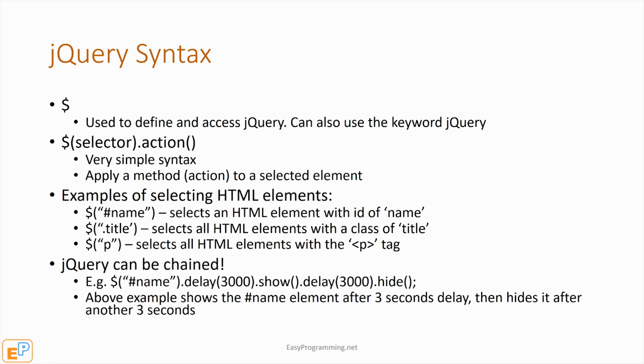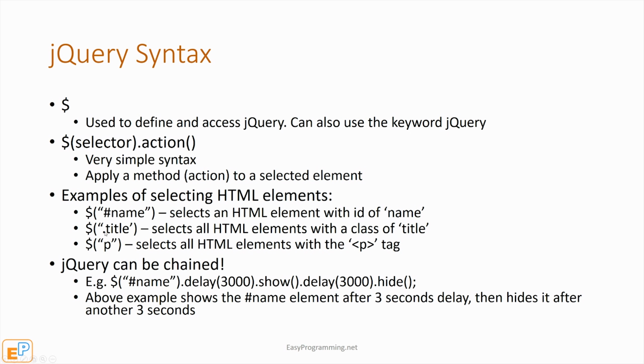Examples of selecting HTML elements include, if you want to select an ID, you would do $, and in quotes, it can be single quotes or double quotes, because remember, JavaScript doesn't care, with the # and the name, so it uses the CSS formatting, the CSS identifiers. So pound for IDs, period for classes, and just leave it for tags.